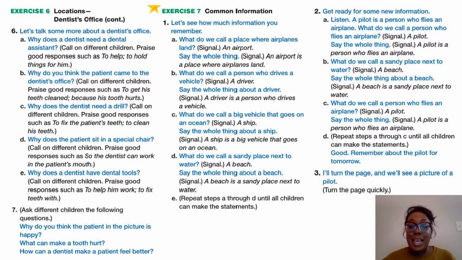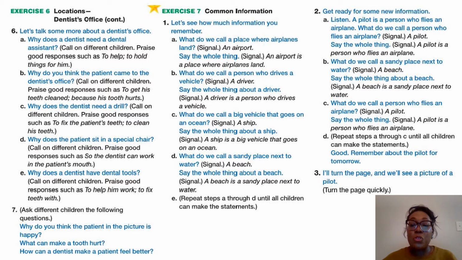What do we call a sandy place next to water? Get ready. Yes, a beach. Say the whole thing about a beach. Get ready. Yes, a beach is a sandy place next to water.